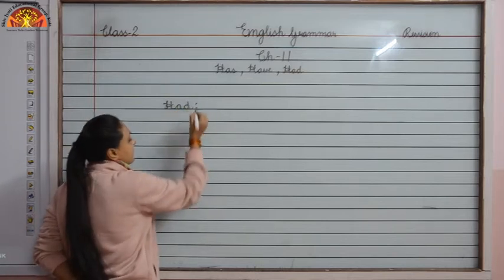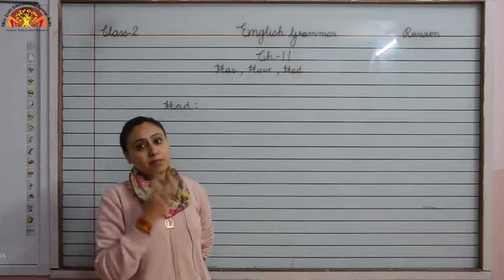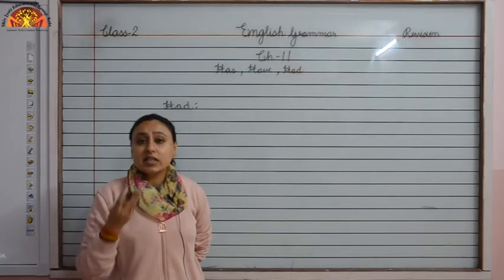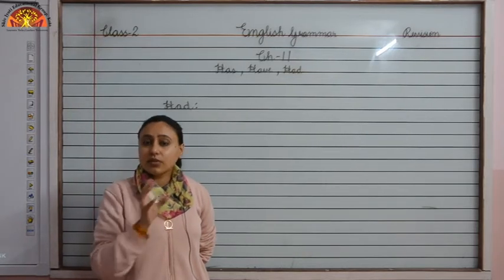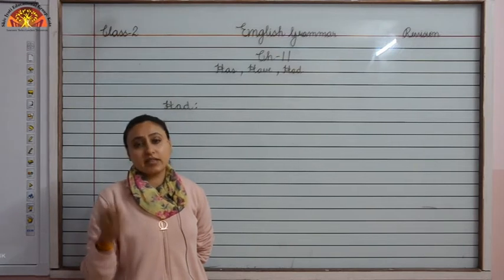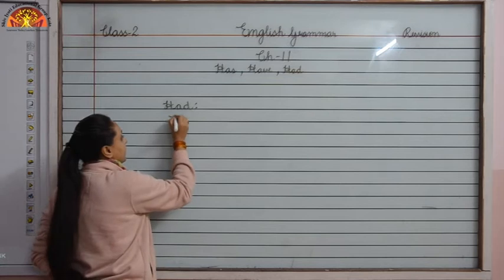Okay, children, there are few words that show you that things are happening in past, like previous, earlier, yesterday, last year, last day. These all words show you that this has already happened in past. Okay, now let us see example of had.